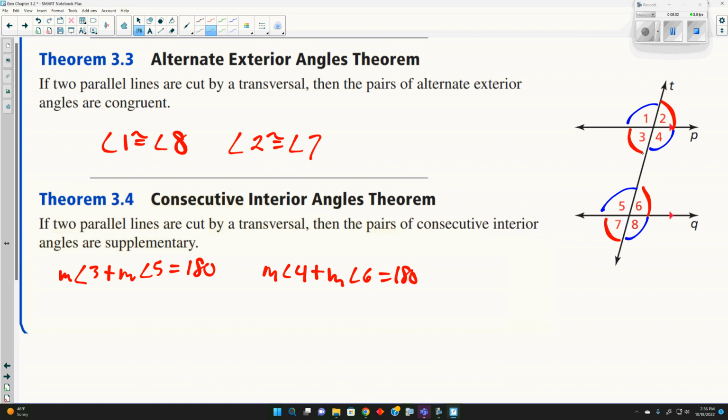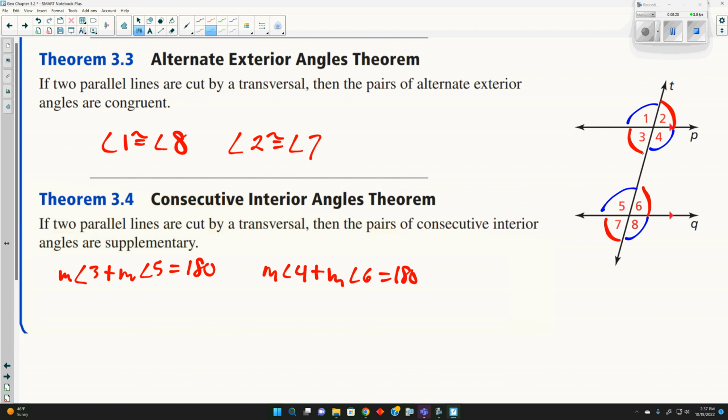So the next one, 1 and 4 is different than 2. So 1 and 4 will have the same measure. 2 and 3 will have the same measure. But they're different from each other. Not always. Because what's one way that they could be the same? If they're right angles, if they're both 90.